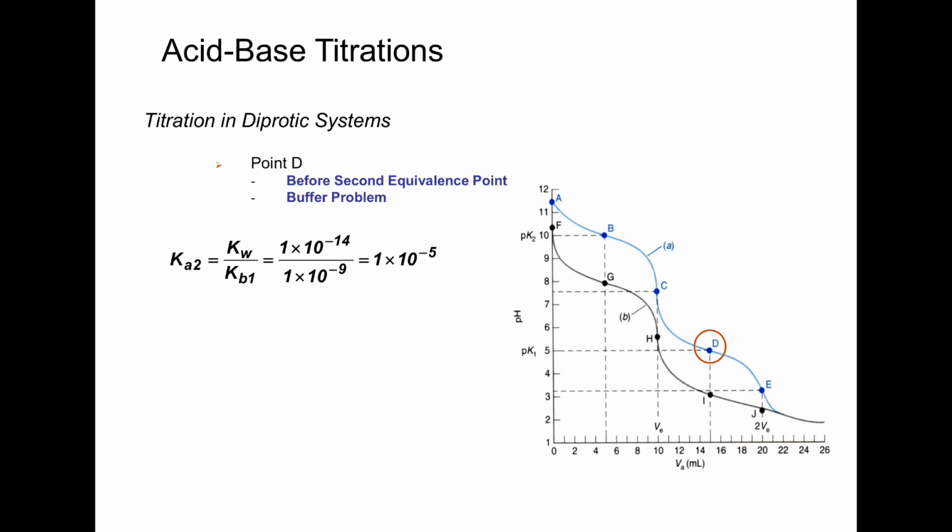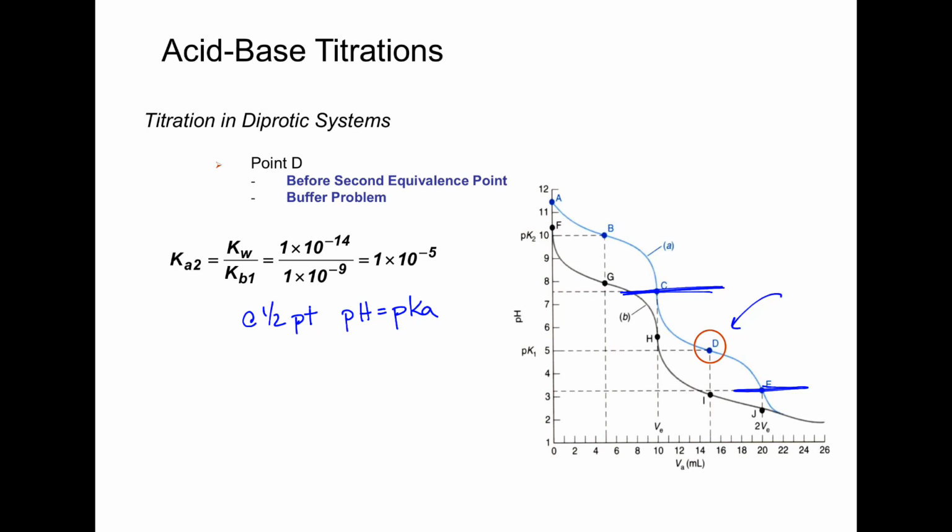All right, now we are at point D. Point D is halfway between the first equivalence point and the second equivalence point. And there's something special about those halfway points. We know at halfway points, the pH is equal to the pKa. You just need to make sure that you're picking the right pKa. Is it pKa1 or pKa2?